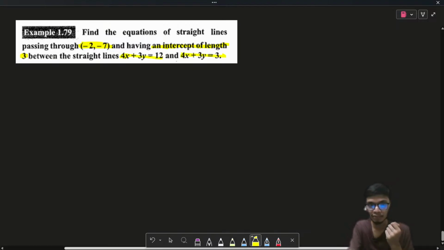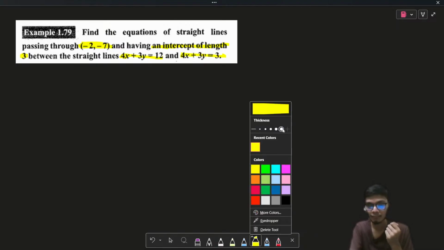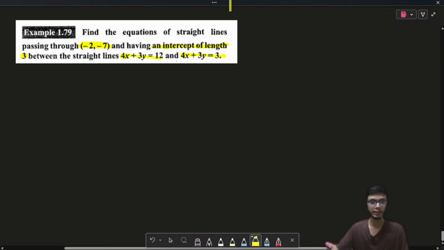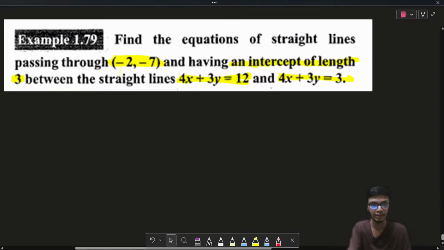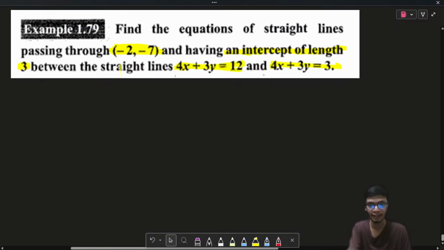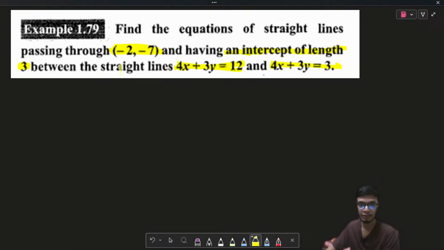So I have to find the equation of the straight lines passing through this particular point and having an intercept of length 3 between these two straight lines. So what is this question actually referring to? Let's try to understand this problem by drawing the geometrical figure of it.